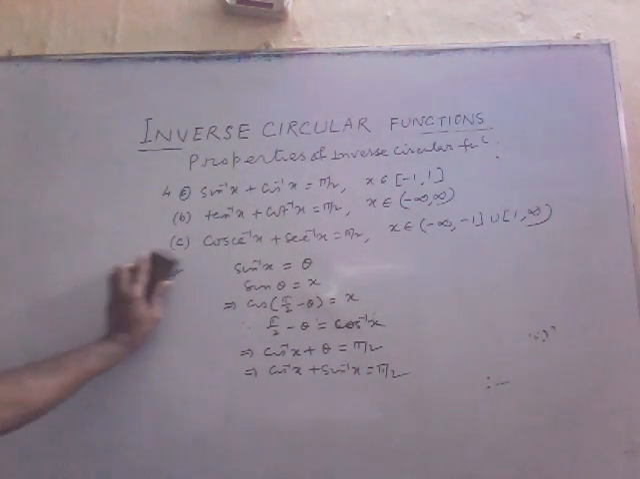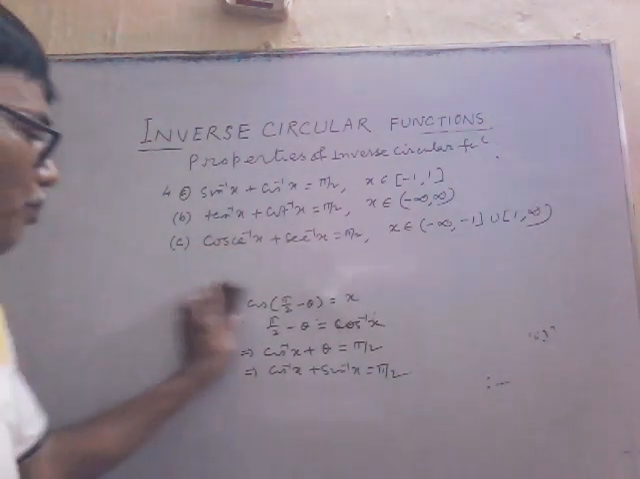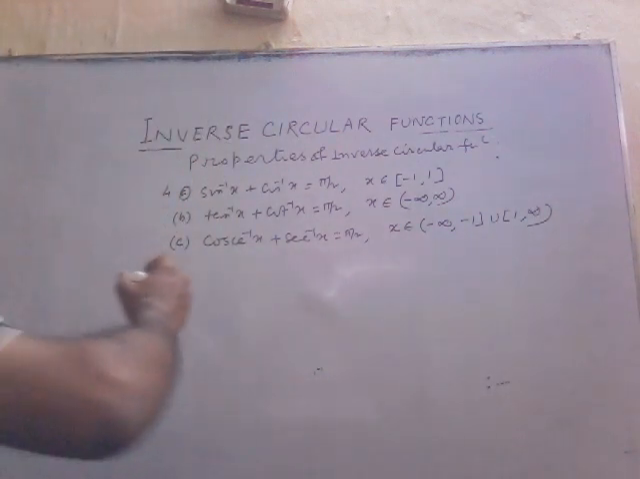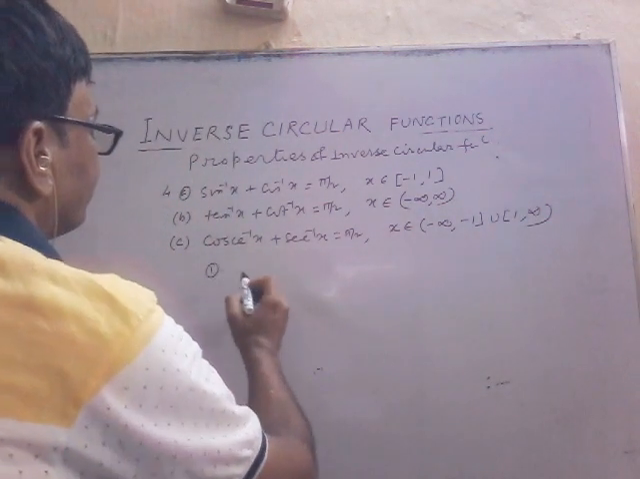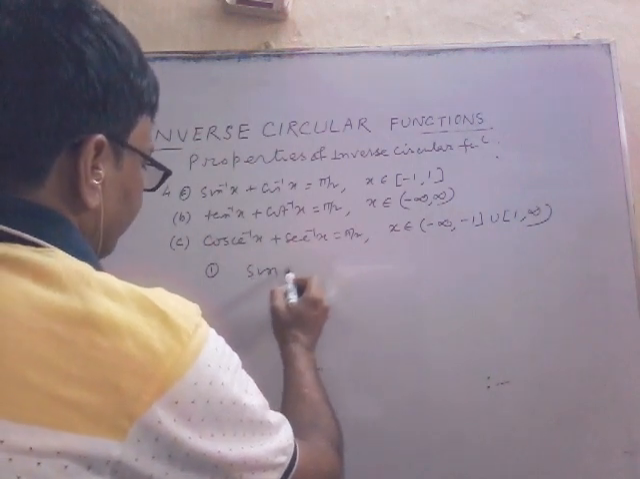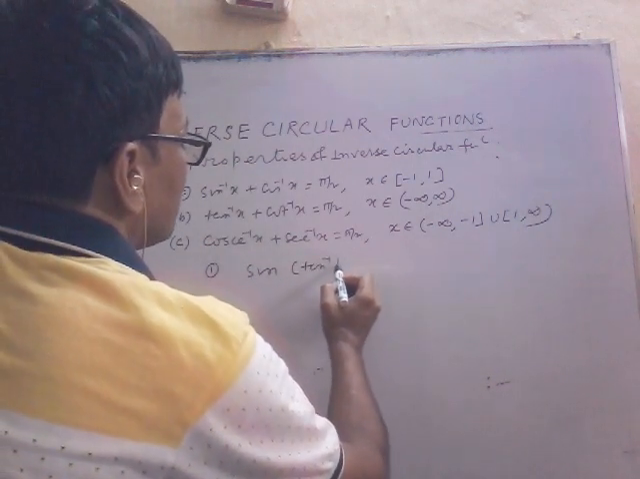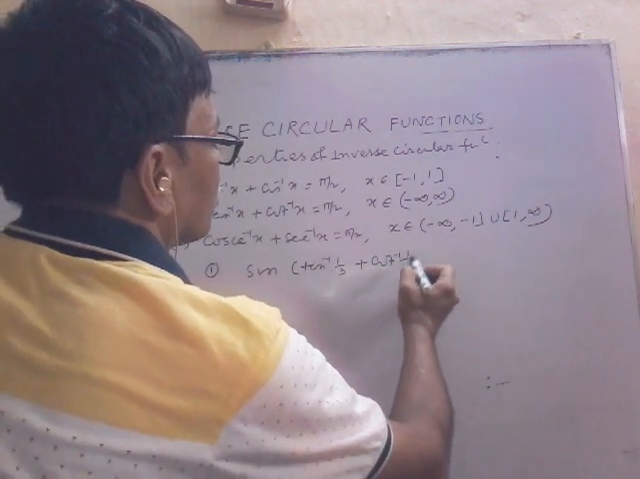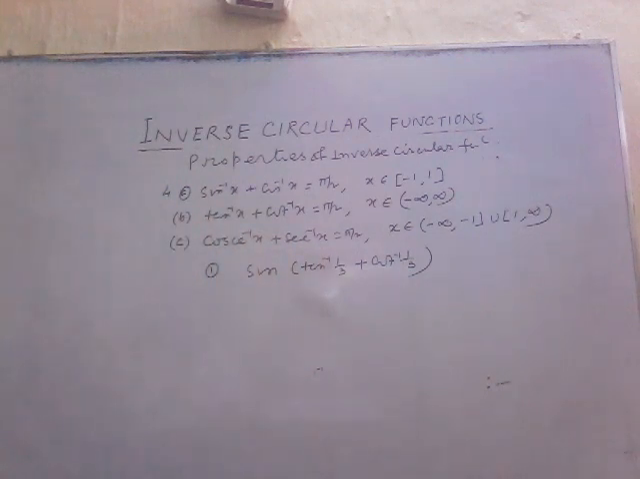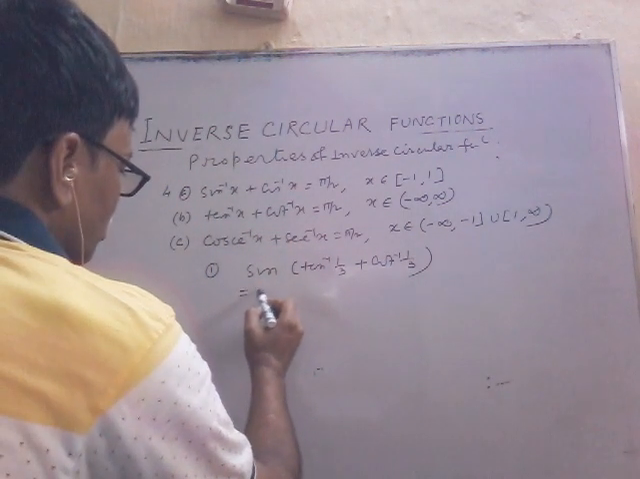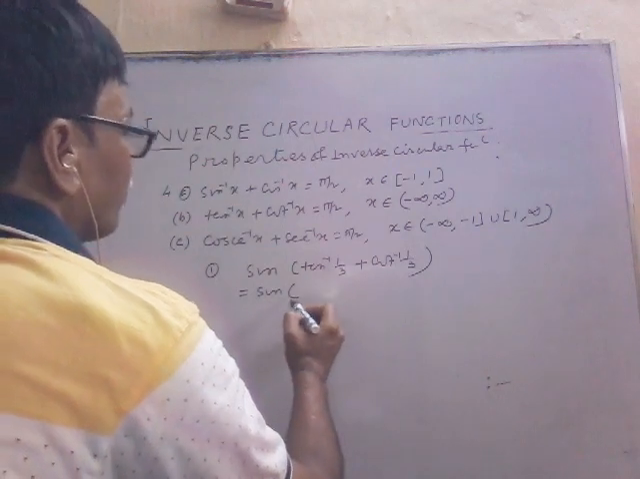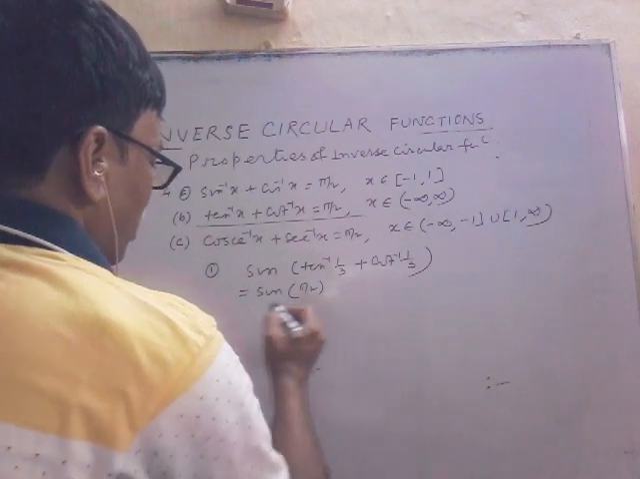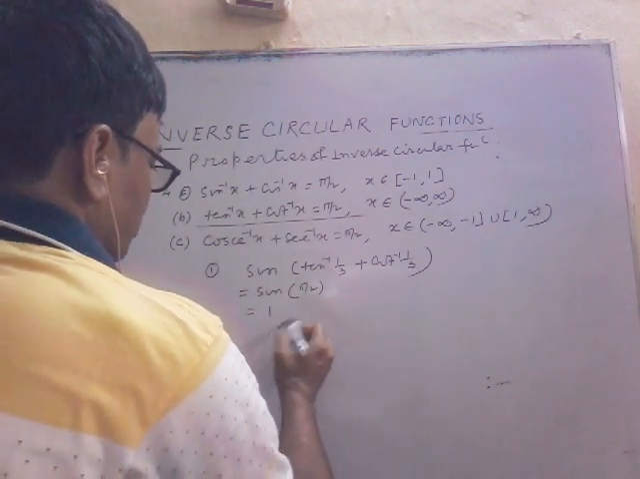Now applications of this result. Number 1, tan inverse 1 by 3 plus cot inverse 1 by 3. 1 mark problem. So look, by the property, this is equal to pi by 2. So the answer equals 1.